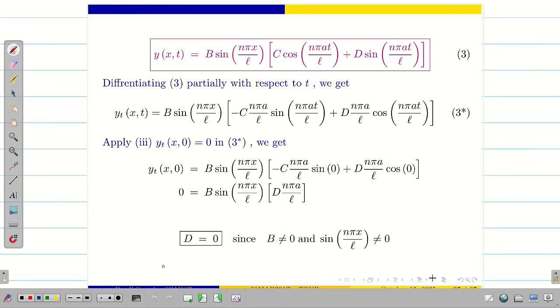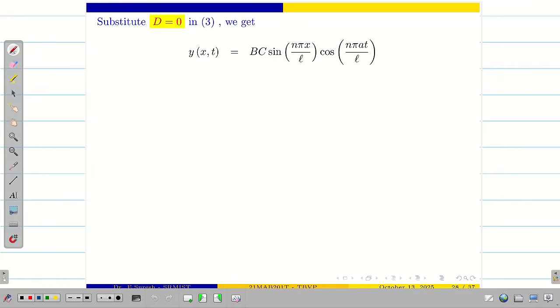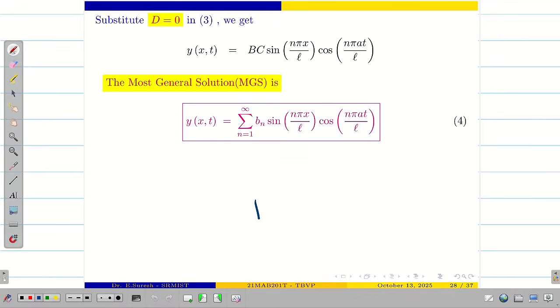Therefore, substitute d equal to 0 in 3. 3 star is for my convenience. I have taken the constant and solved it. Now substitute d equal to 0 in 3. We get this. Now it's time to write the most general solution. I am taking this Bn as capital B n.